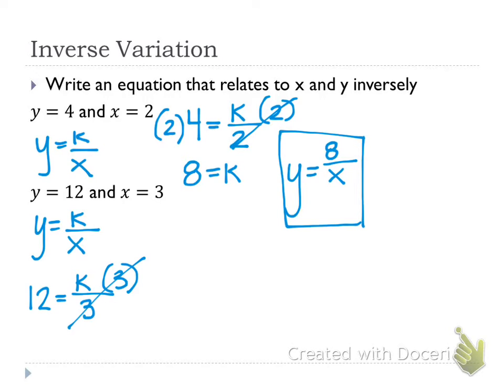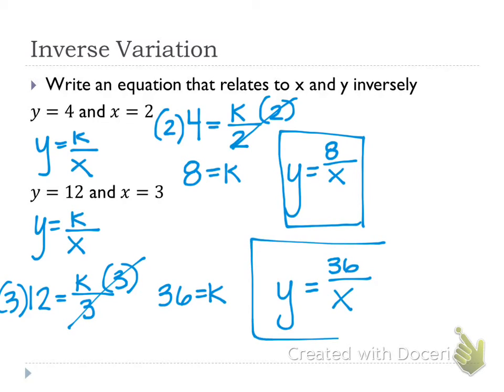Remember, you're not multiplying 3 times k to get 3k. That's not correct. When you multiply by 3, it cancels out. Multiply by 3 on this side, and I get 36 is equal to k. So again, I've got to write my final answer as y is equal to 36 over x. This is direct and inverse variation.